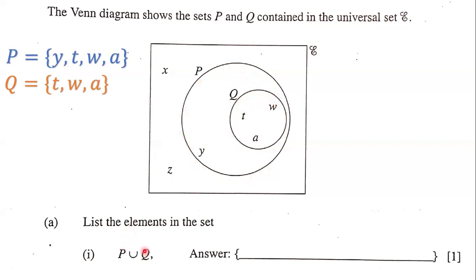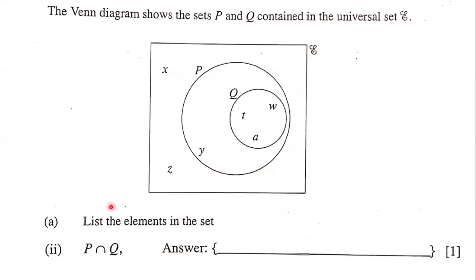Now, what is the union of P and Q? Well, the union is going to be all of these elements combined with no repeats. So let's combine them. P union Q is going to be Y, T, W, and A. And so that's the union. The answer for this one is Y, T, W, A. Those are the elements in the set P union Q.